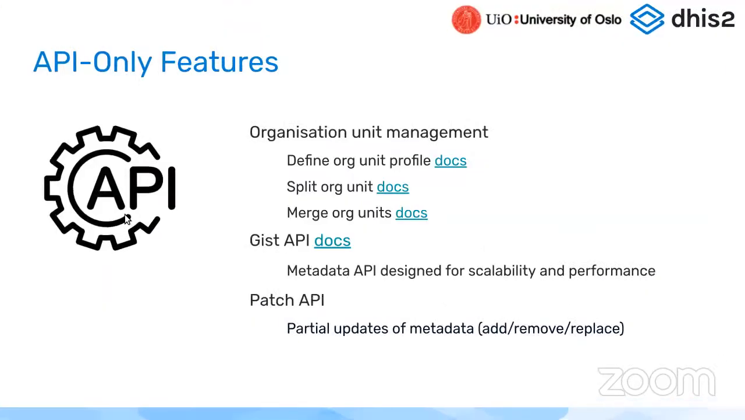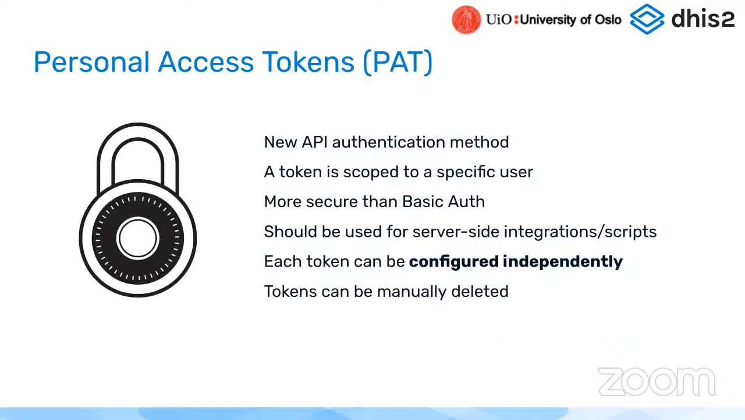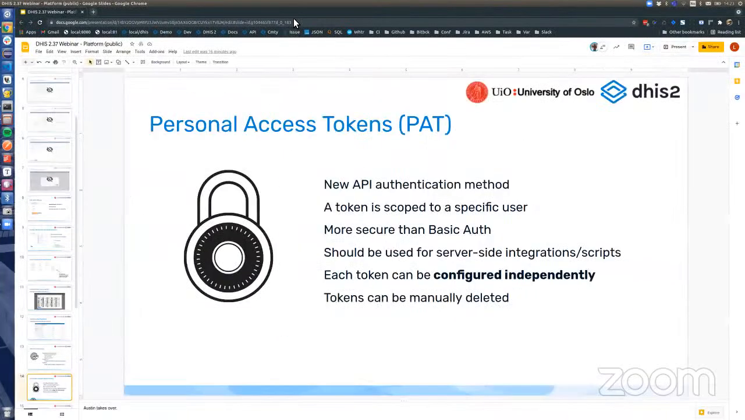We also have some other things like the GIST API, which is a metadata API designed for scalability and performance. It's faster, designed to allow for large responses, large payloads. We also have a new patch API which developers might be interested in. All right, so with that, I will turn it over to Austin to take the rest of the presentation here.